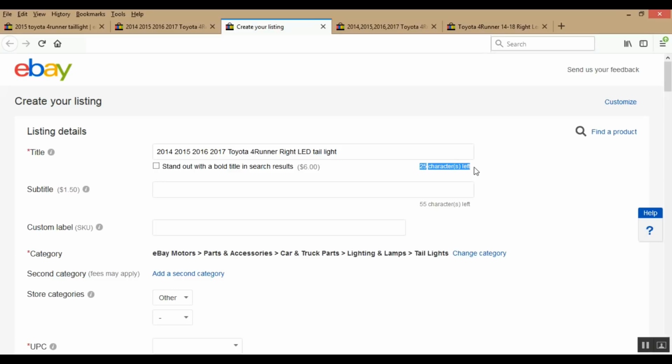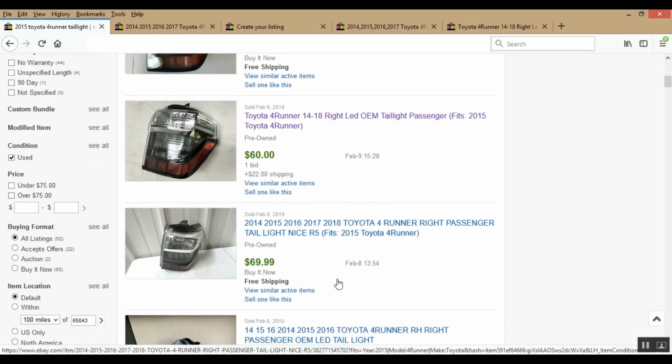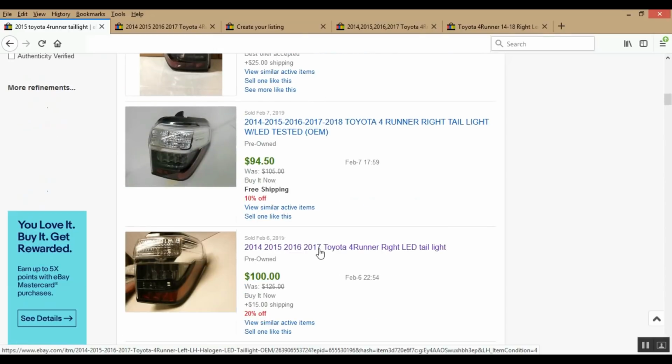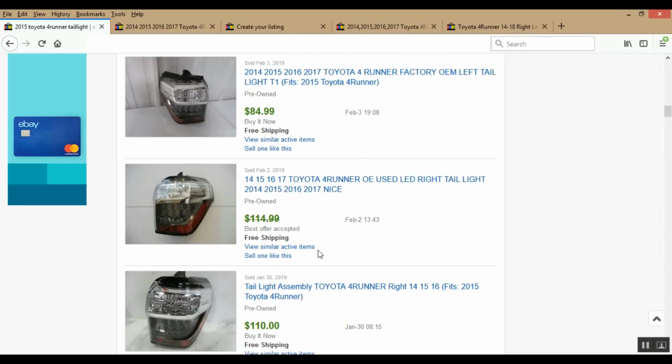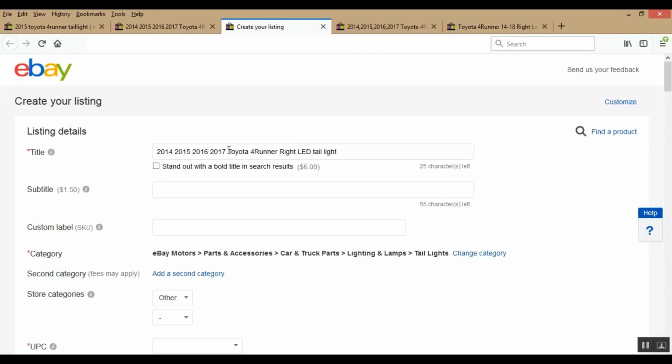You want to use as much of these as possible to grab as many eyeballs off of eBay as you can. So one thing I immediately see missing, when we looked at all these, a lot of them say 2018. Okay, not all of them, but some of them. So I don't know for sure if it's just 14 through 17 or if it went through 18. But we're just going to add that. Okay, so we're going to add a 2018. Toyota 4Runner right, LED taillight. This is not important, but I just like making things look a little more legit. Taillight right. I'm also going to add the word passenger. Someone might be looking for that. LED. We're also going to add OEM. Maybe someone's looking for that.